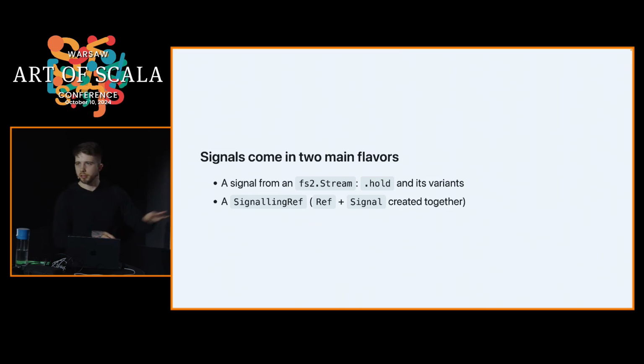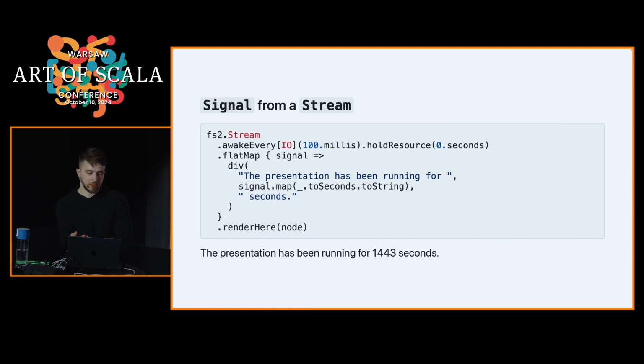And making one looks exactly like making a ref, it's just a different constructor. But then you have a signal and a ref in one value. So we have both get and set and update, and also the streams. So that's what's used most commonly. To create a signal from a stream, we can use hold and its other variants.